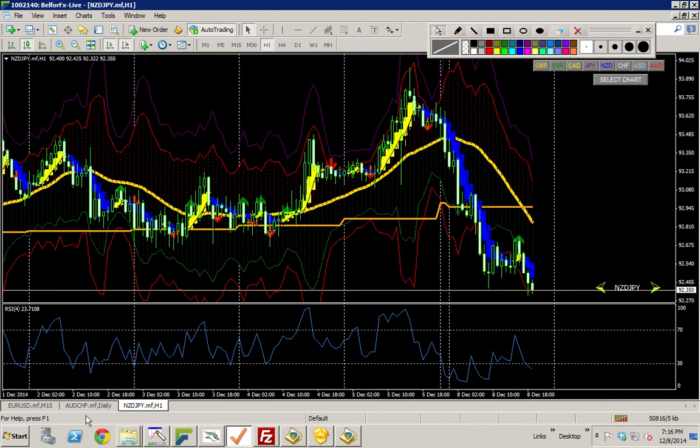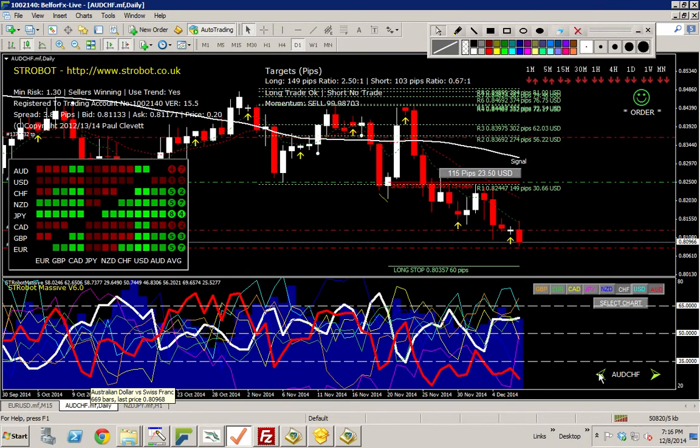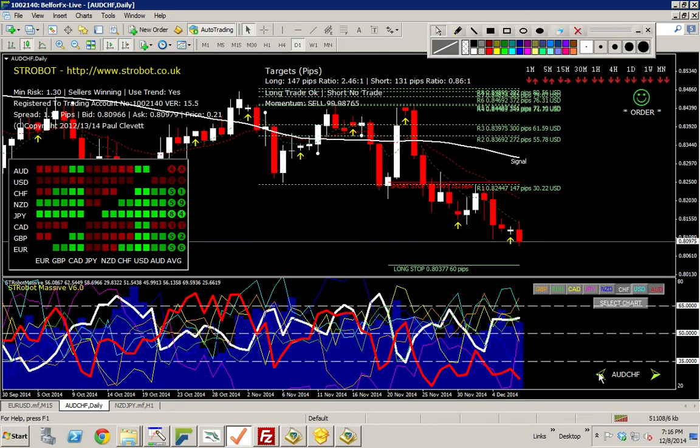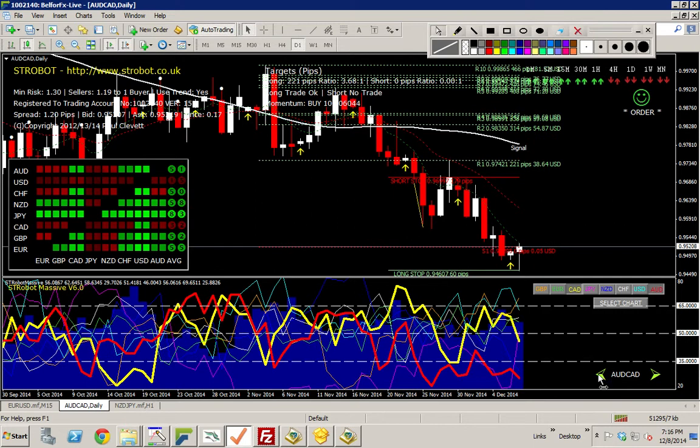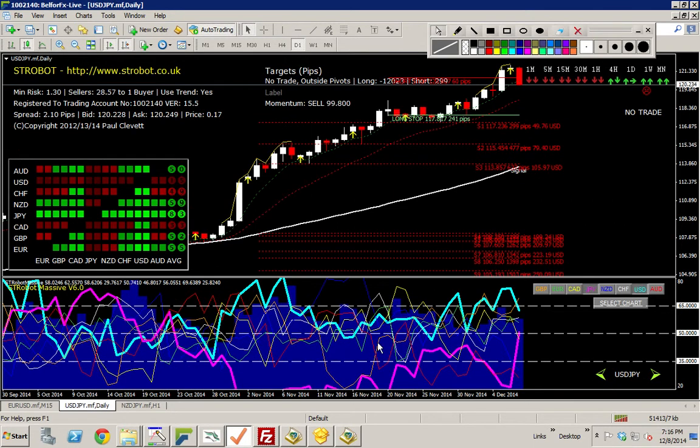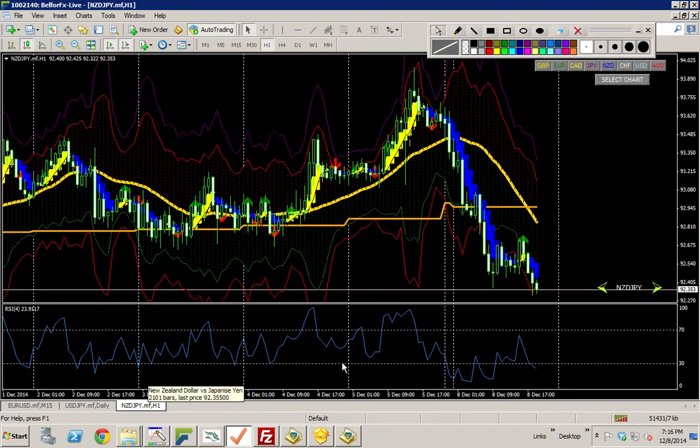And you can also do that on the daily chart, so that on the daily chart there's the control down here to do it. So Aussie Chief takes slightly longer to get there. Aussie CAD. So you can go through all the currencies and basically look at what's going on with each currency. So for instance, dollar yen, although it's long-term bullish, it's been in a sell today. STROBOT is not interested in taking dollar yen.